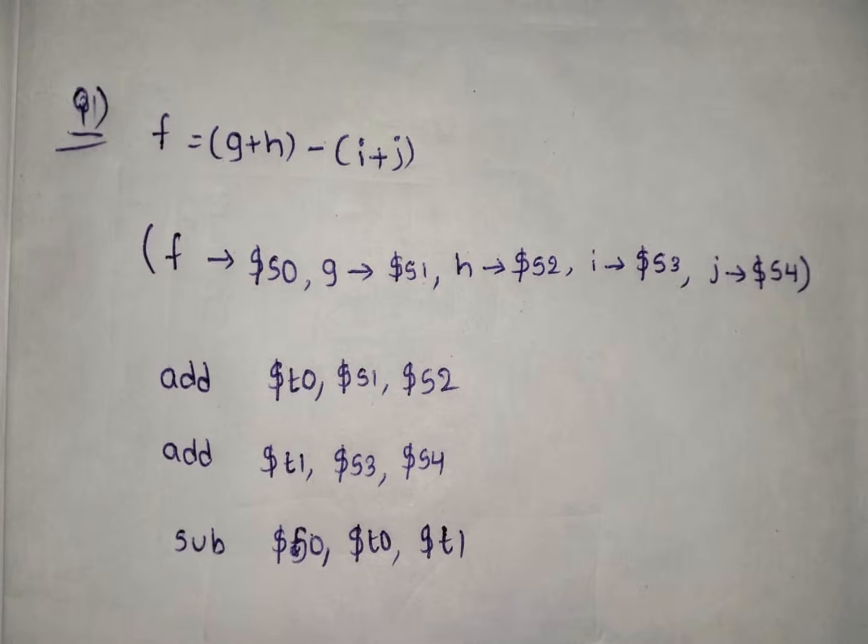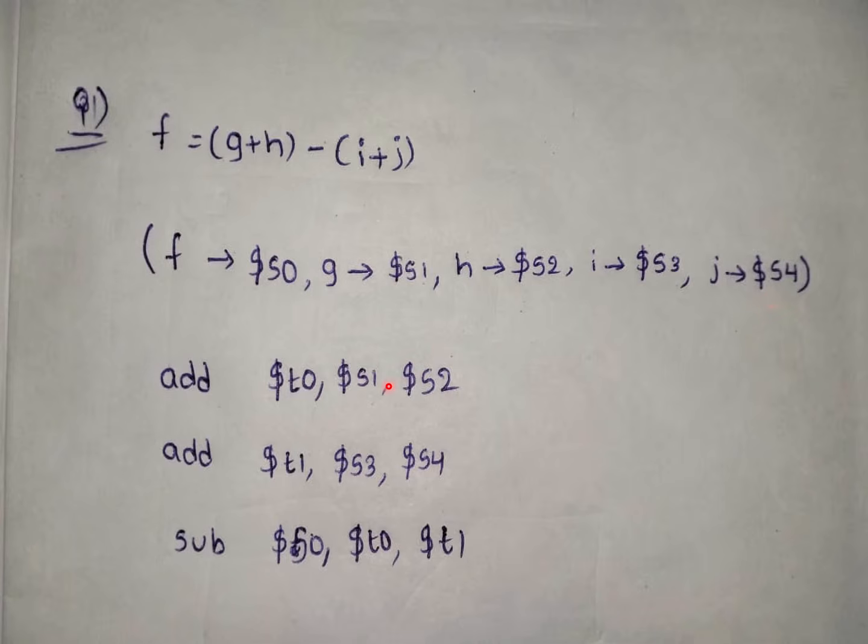So, given the expression, you have to write f = g + h - (i + j). First, f is stored in $s0. Next, g is stored in $s1, h is stored in $s2, i is stored in $s3, and j is stored in $s4.